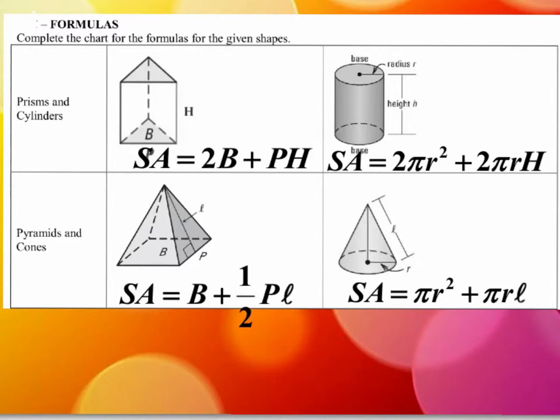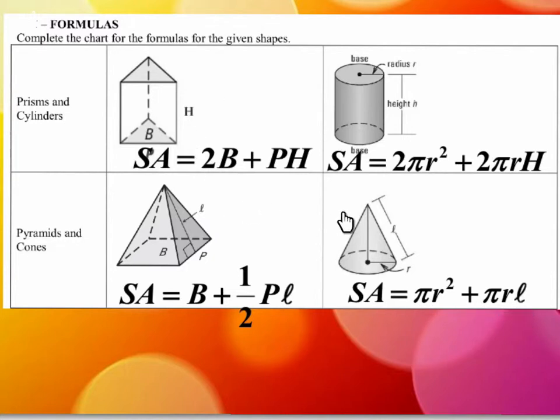Let's summarize everything we've learned thus far with surface area. For prisms and cylinders, the surface area for prisms was 2 multiplied by the area of the base plus the perimeter of the base multiplied by the height. The surface area of a cylinder is 2 pi r squared plus 2 pi r multiplied by the height. For pyramids, the surface area is the area of the base plus 1/2 times the perimeter of the base multiplied by the lateral height. And the surface area of a cone is pi r squared plus pi r multiplied by the lateral height.